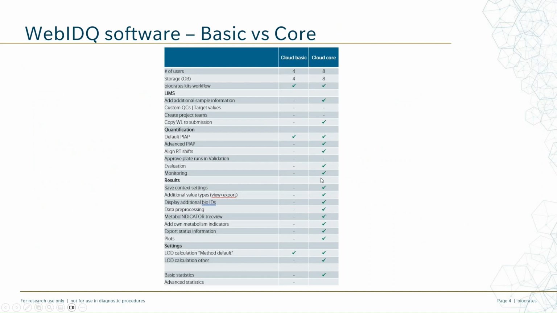So what is the difference between basic and core? For core, 8 GB of storage space is available in the cloud, and the number of users who can use the WebIDQ software is 8 as compared to basic. The Biocrates script workflow is part of both basic and core, and you can see here the list of the additional features, which is part of the core subscription plan.